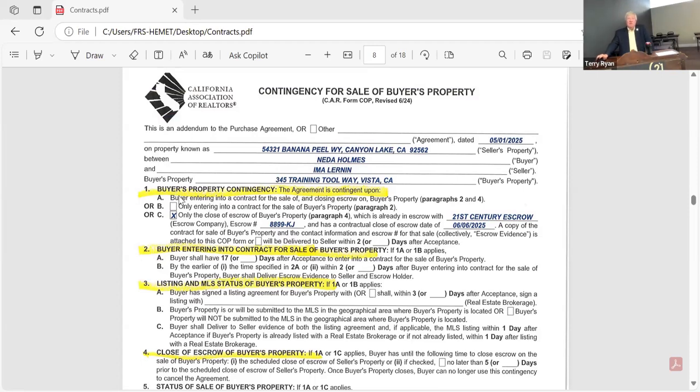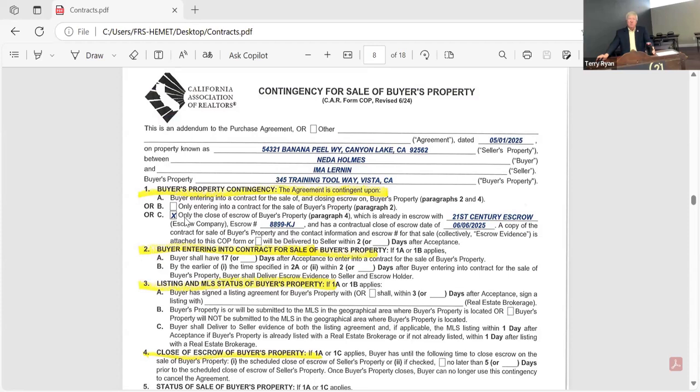But here it says, this agreement is contingent upon buyer entering into a contract for the sale and closing on the buyer's property. All right, so the address will be in another spot, but we have to sell a property in order to do this. Or only entering into a contract. So that's a little risky, but you could check that box. That just means that if you get an offer on it, then your contingency goes away and we're moving forward. But if your deal falls apart, there's nothing in there that gives you another opportunity.